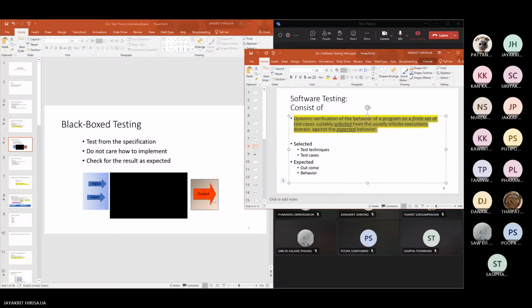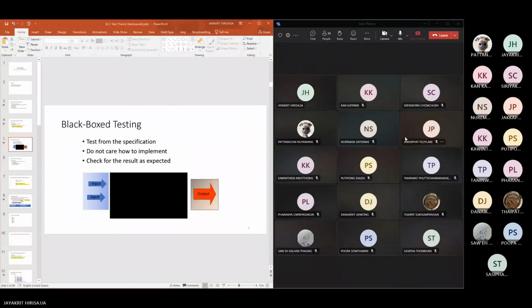And then the question is, do we have enough time, a proper amount of time? If not, what can we do? What should we do? Can someone give me the answer in the chat box?